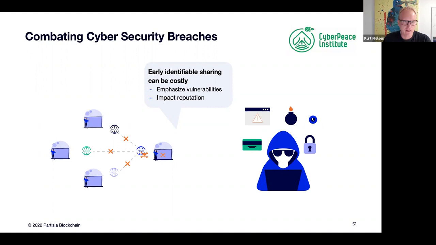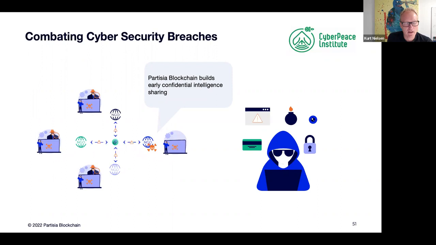The thing is that this is not something that is done today, because it shows your vulnerability if you publicly tell that you are now hit by this IOC. You have shown that you are in a vulnerable position, and it might even impact your reputation as an organization. So what we're doing here is to facilitate a network using this technology to confidentially share intelligence among a group of NGOs in this case. So when they are hit by an IOC, they can share that immediately, and everyone knows what is coming, and people can be prepared for this.